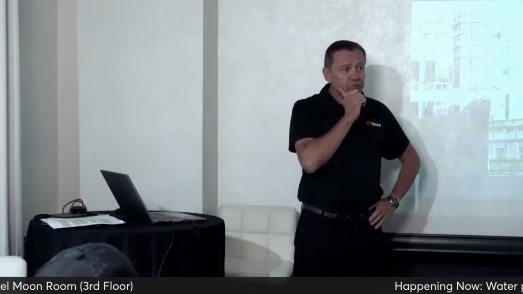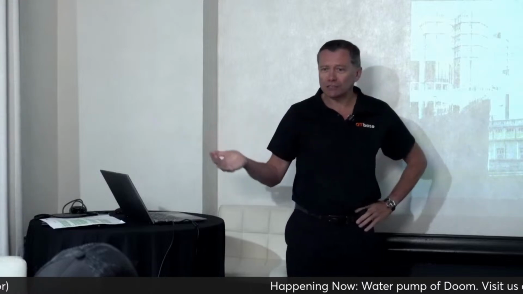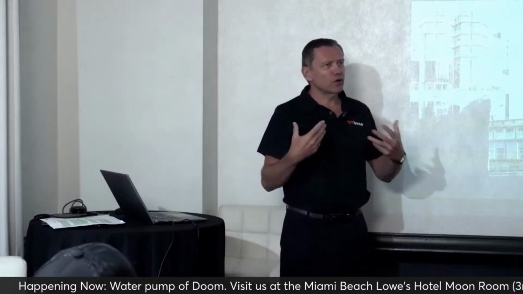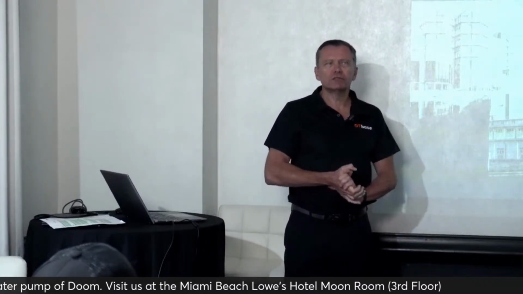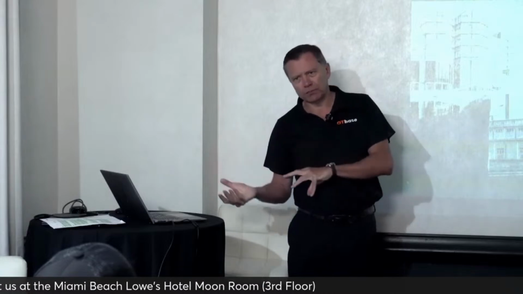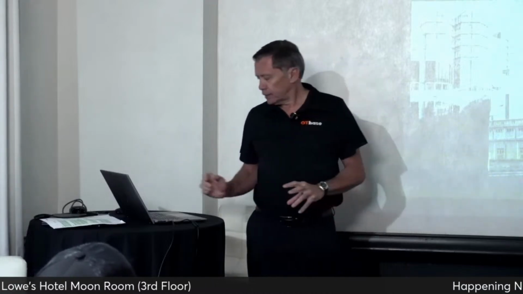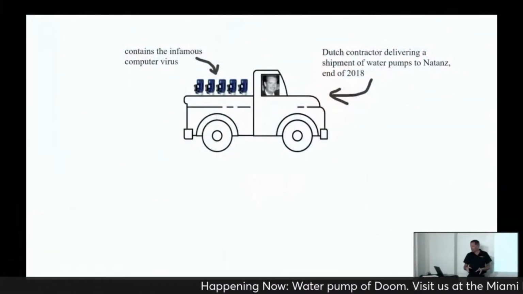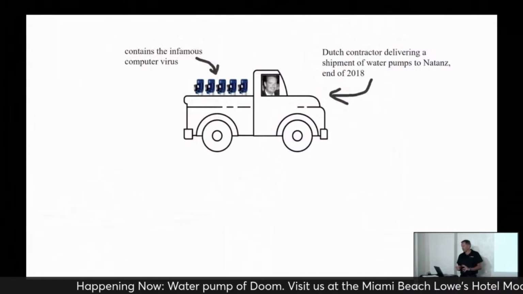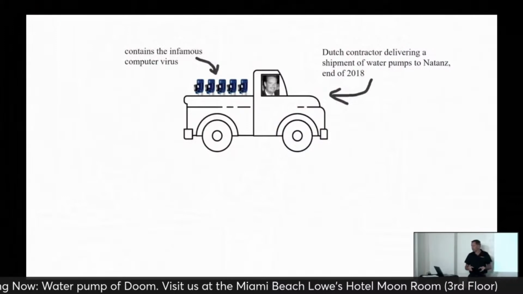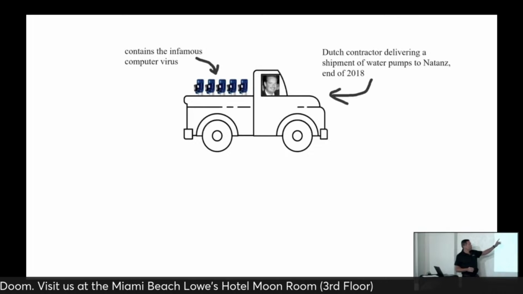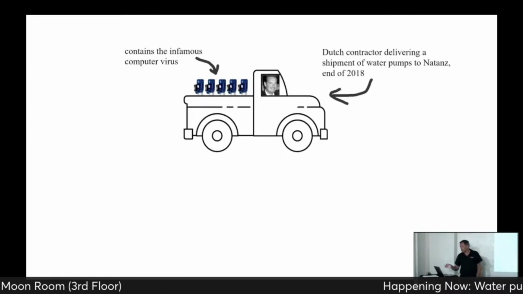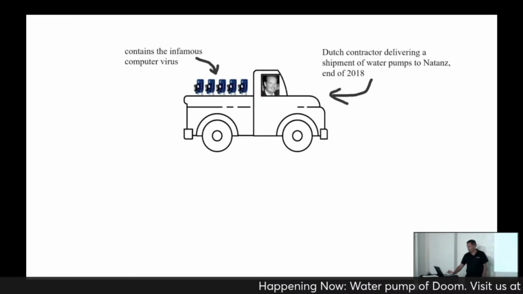Now, unfortunately, this is all the detail that we're getting from the Volkskrant. So it is left to us, OT security experts, to figure out the technicalities behind this frightening attack vector. And this is what we're going to do. So here we have the Dutch contractor who was shipping these water pumps to Natanz end of 2008, not 2018, that's a typo here. And this shipment contains the infamous computer virus on the water pumps.